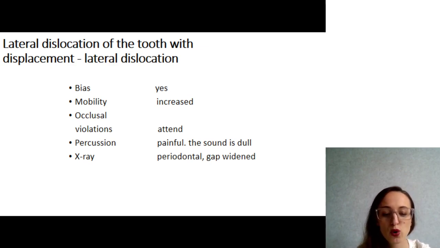A cusp or wall of the restoration may be lost after removal of a filling. A horizontal fracture is often restorable. A vertical fracture poses a serious problem and may require extraction.